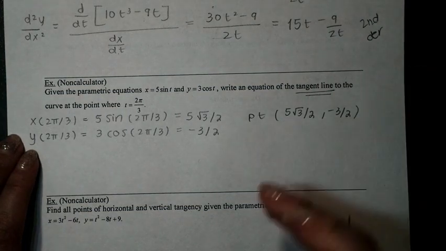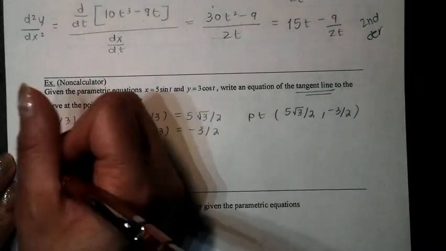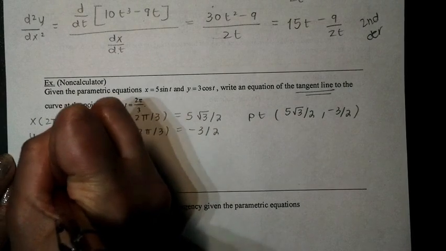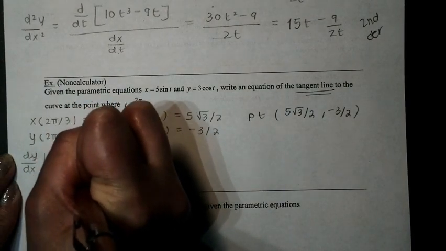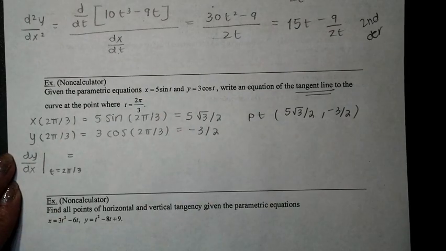Do you agree with that? Because what do we want? We want a point-slope equation. So I have the point. Now, where's the slope? You know that the slope is going to be dy/dx evaluated at t equals 2 pi over 3. Now, you need to be careful here.